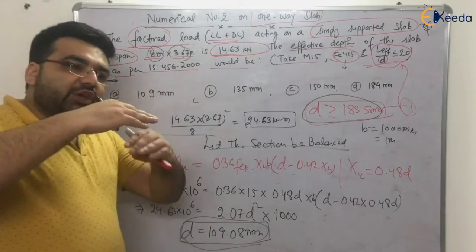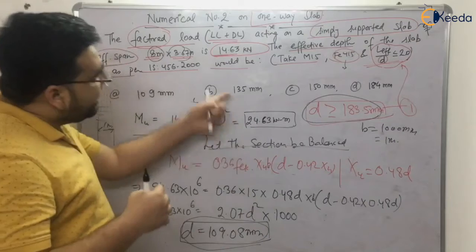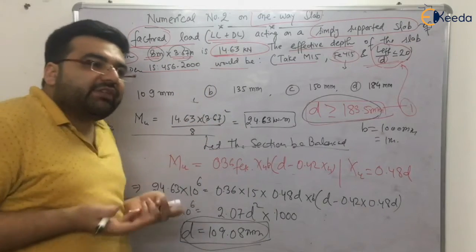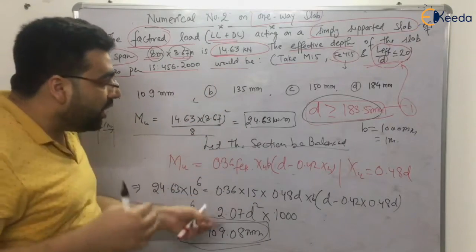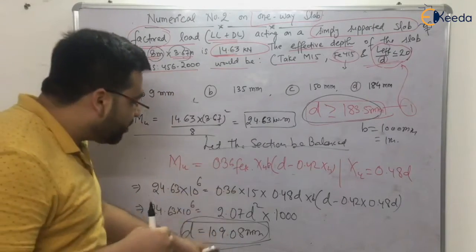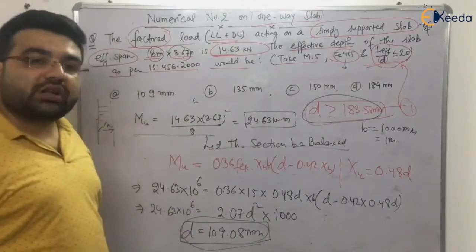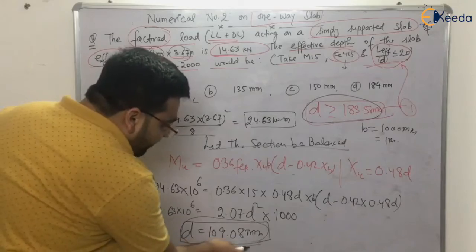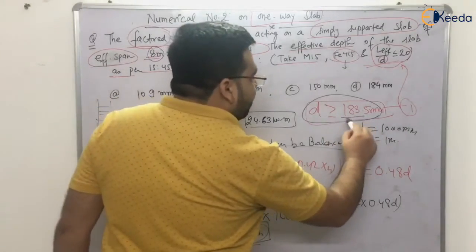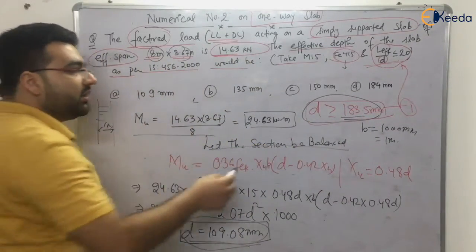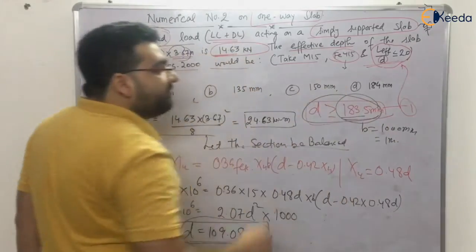Even if I apply a thicker section, it can resist this load, because it would be beneficial for me if I apply a thicker section. But why apply a thicker section? It should also meet the deflection control criteria. So we have 109.08 and we have 183.5. So what would be the answer? The answer would be 183.5 mm.